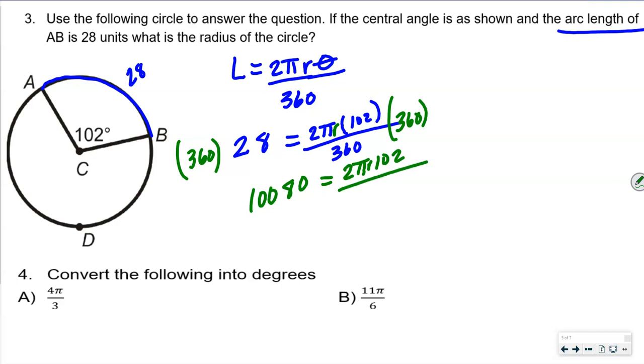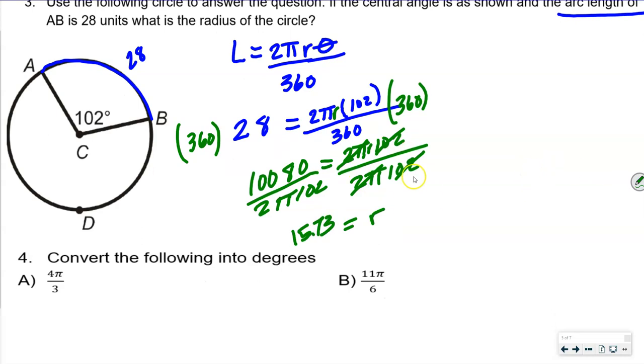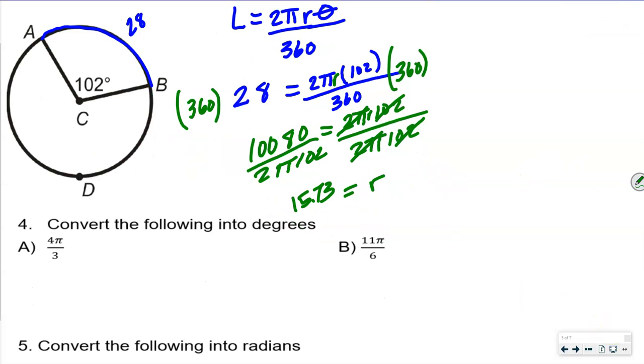So what we can do is we can divide all of this by 2 pi times 102. Divide this by 2 pi times 102. You could also do it, divide it by, what is that, 204? 204 pi. And again, you can do this right in your calculator. That's going to get rid of all of that, and it's going to leave us with r up top, right? So r is going to be equal to 15.73.